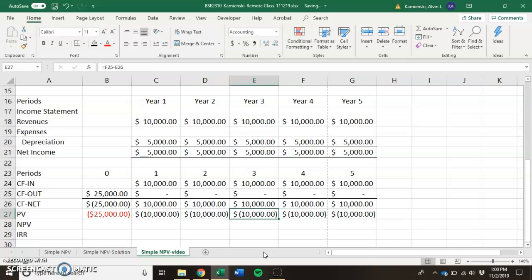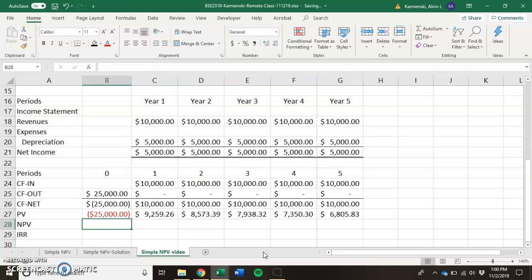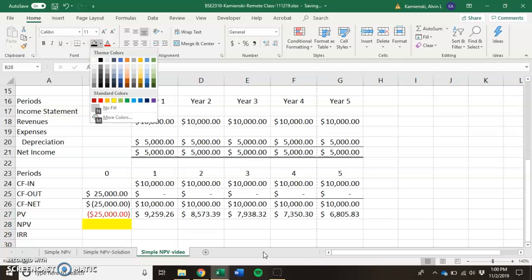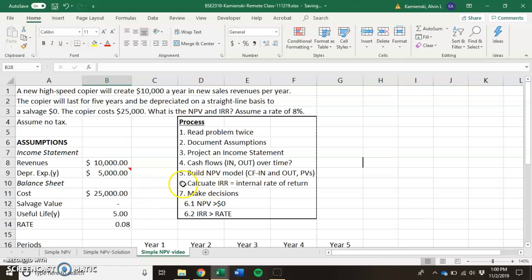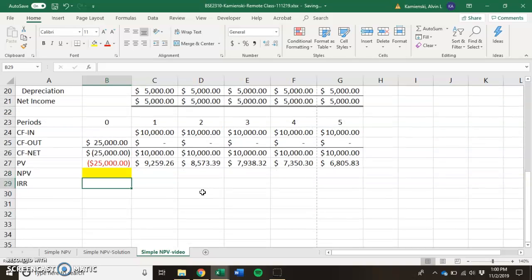Now notice something went bad there. So what did we do wrong? Let's try and copy and paste it into the right row this time. So that at the end, if we look back to our process, we built this model. Now let's go ahead and look at IRR and net present value, which would be our two answers.